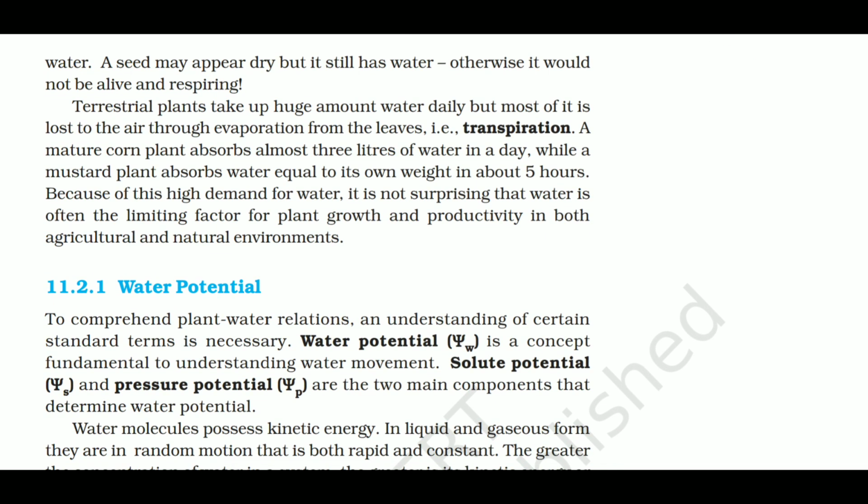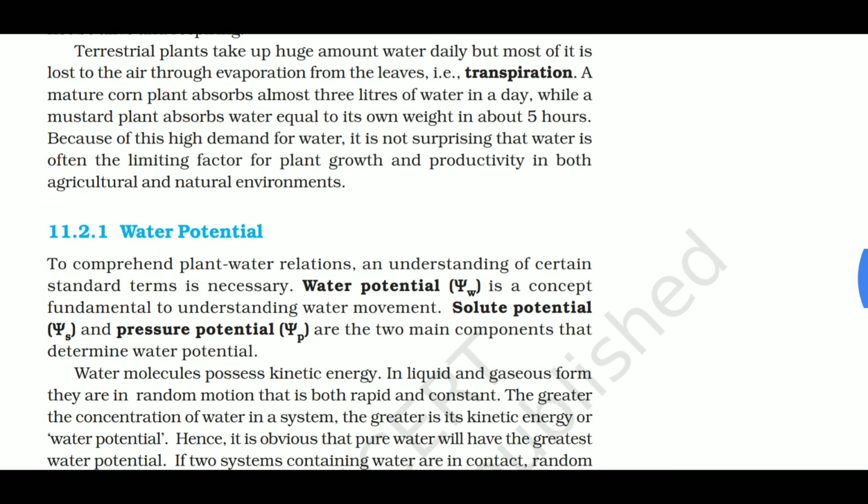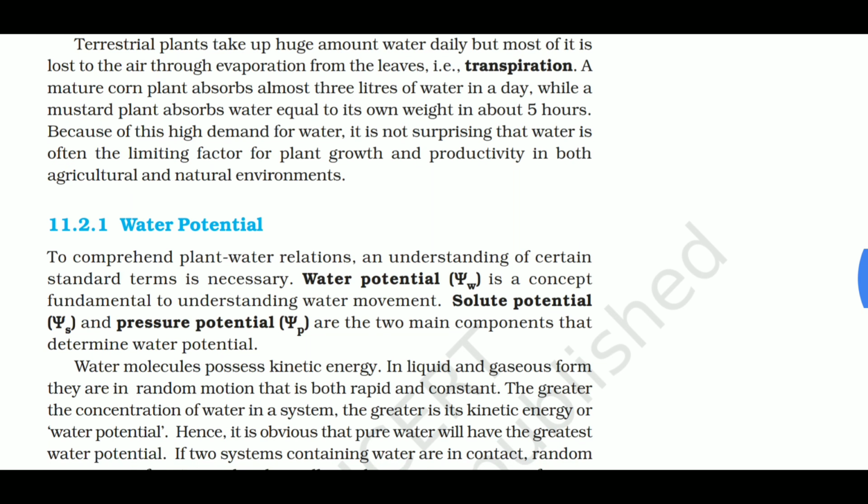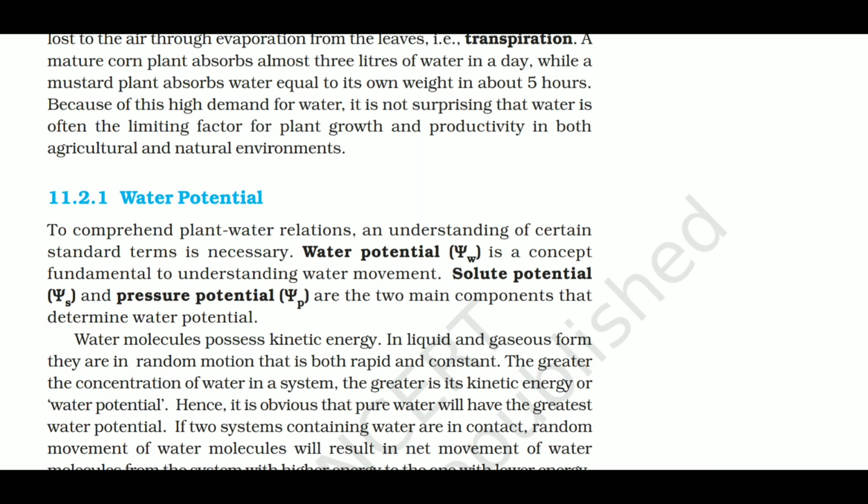Terrestrial plants, meaning the plants on land, take up a huge amount of water daily, but most of it is lost to the air through evaporation from the leaves. That is, through transpiration. The process of evaporation of water from the leaves we call transpiration. A mature corn plant absorbs almost 3 liters of water in a day. Because of that, the corn will be very fleshy and soft in nature.